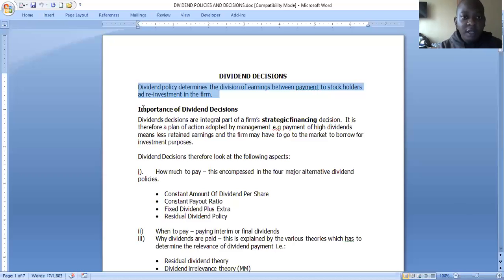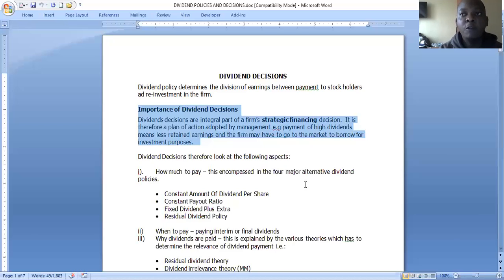Importance of dividend decisions. Dividend decisions are an integral part of a firm's financing decision. So if you go back to the first function of a financial manager, that is financing decisions, you remember we looked at the sources of finance. One of the main sources of finance for a business is retained earnings. Retained earnings will arise after we've decided not to pay dividends out of profits. So what we remain with as a business is retained earnings. Retained earnings is a source of finance to the business. So therefore, we can say that dividend decisions will affect the financing decision of a business.